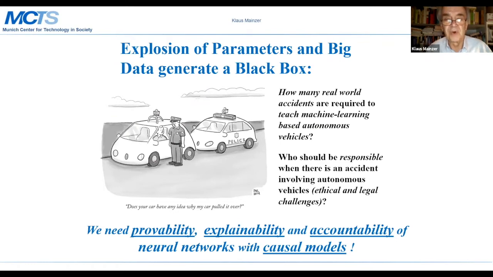And that is brought nicely to the point in this cartoon of an MIT journal with these two cars. The second car is a police car, and the policeman asks this guy in the other car, does your car have any idea why my car pulled it over? So we need more explainability, we need more programmability, and in the end, more accountability and distinction of causes and effects in order to decide questions here for automated car driving, questions of law and responsibility.